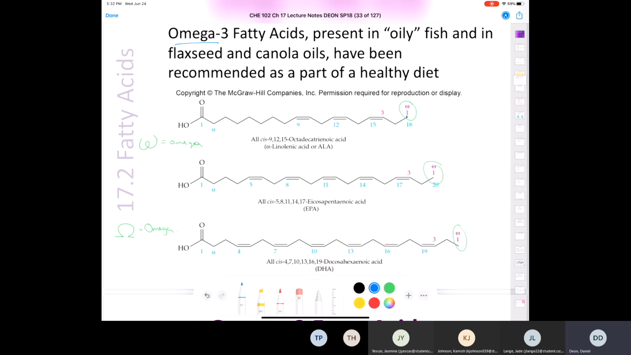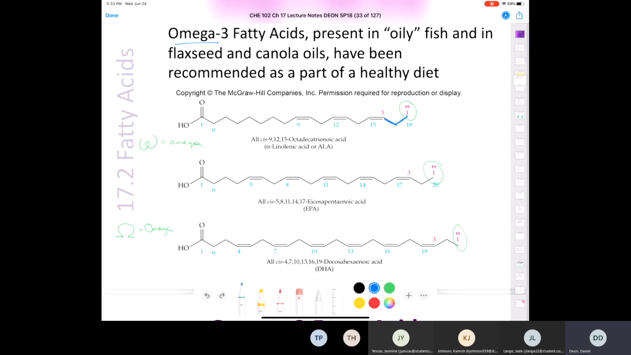So if you start here, I'm starting on carbon 18 on ALA, you go 1, 2, and then on the third carbon, there's a double bond here. Boom, that's an omega-3. That's all there is to it. Nothing more mind-boggling than that. Anyhow, there's a bunch of omega-3s on here.